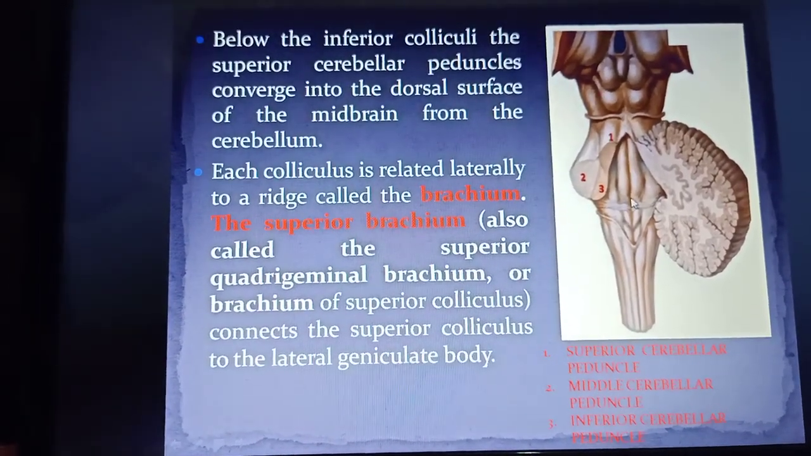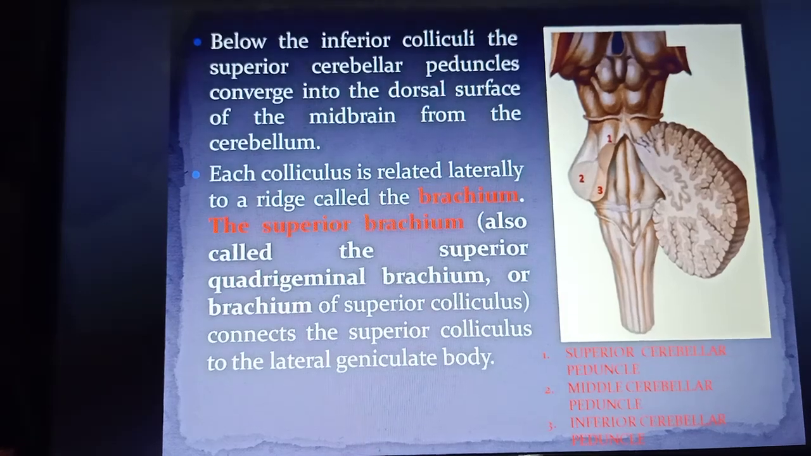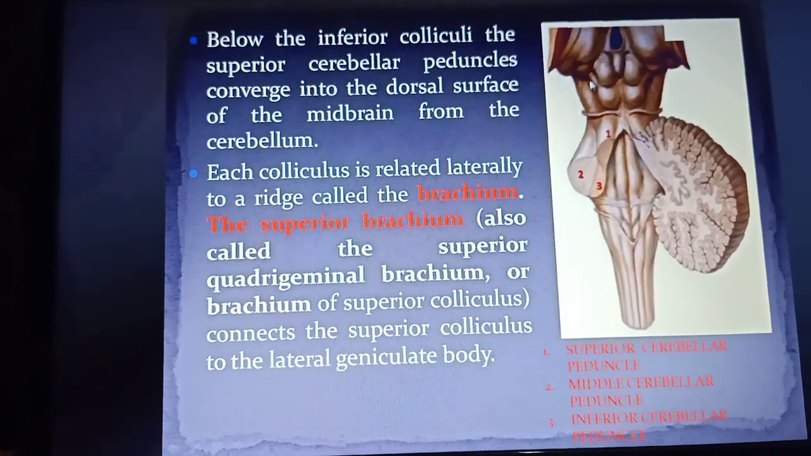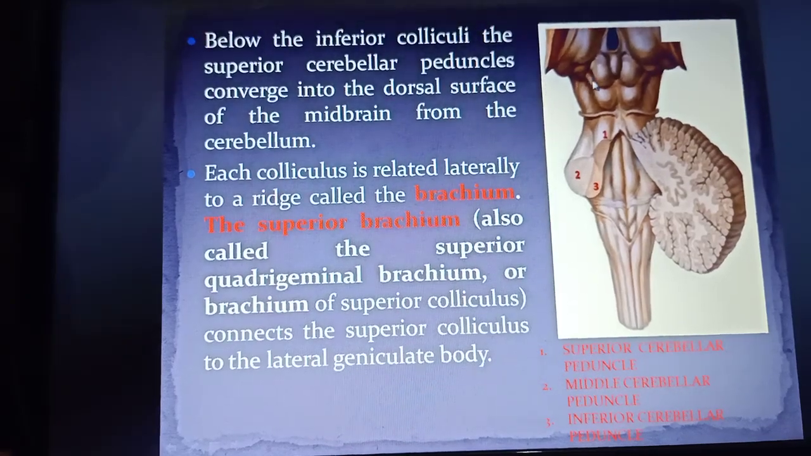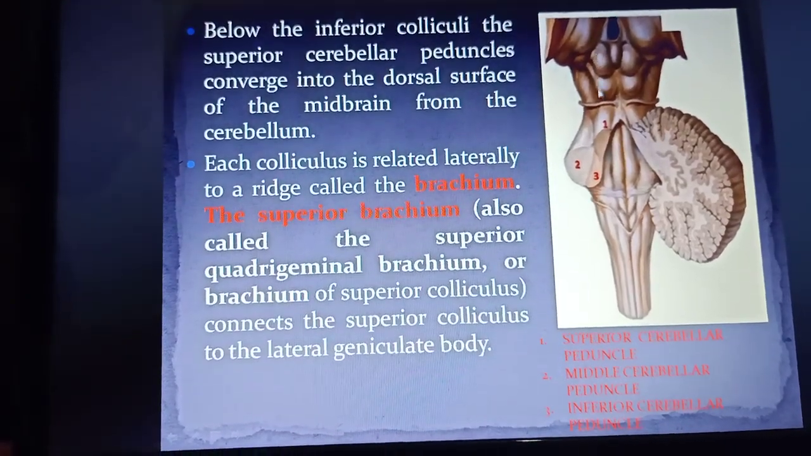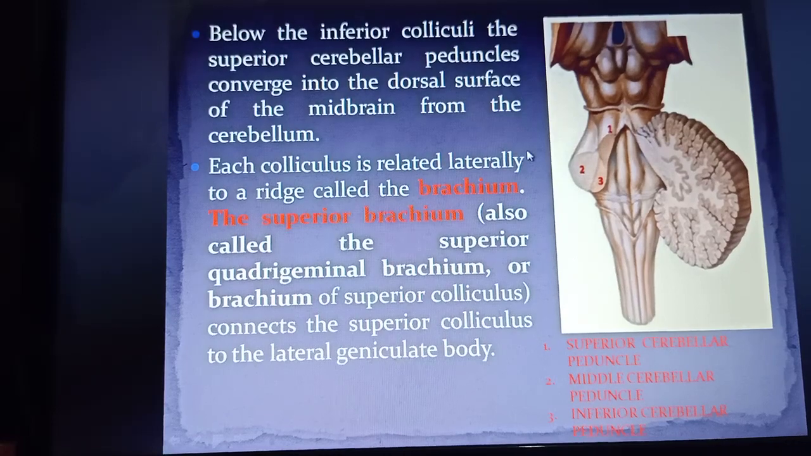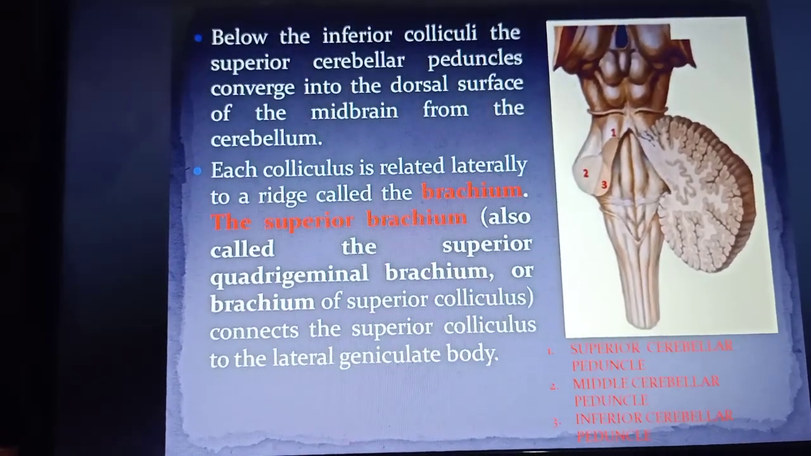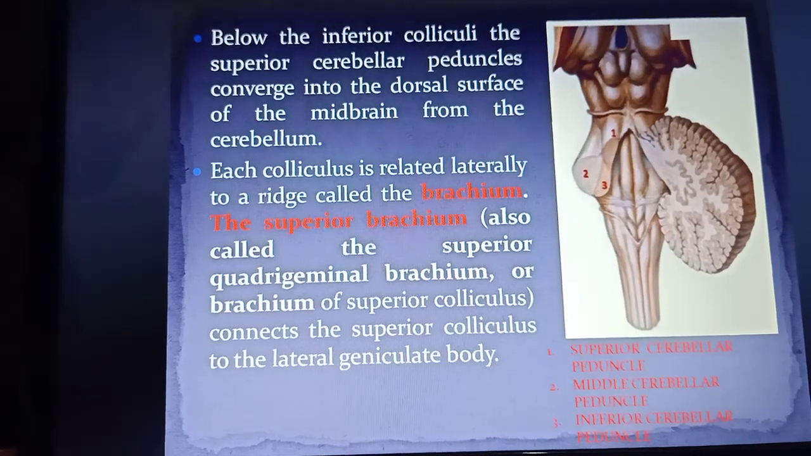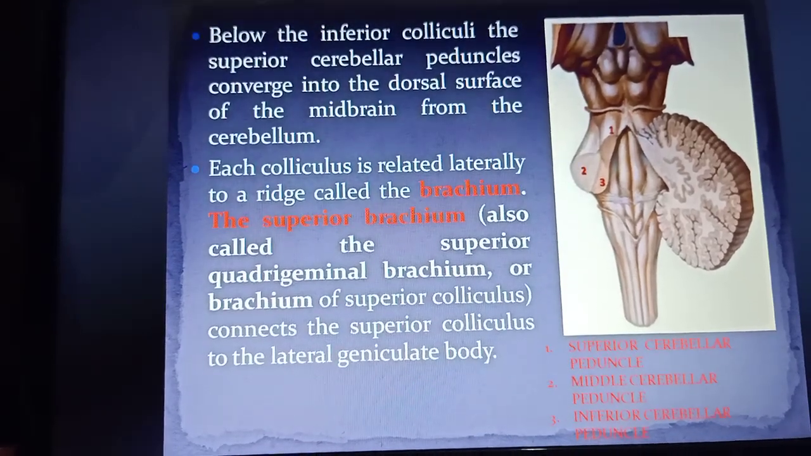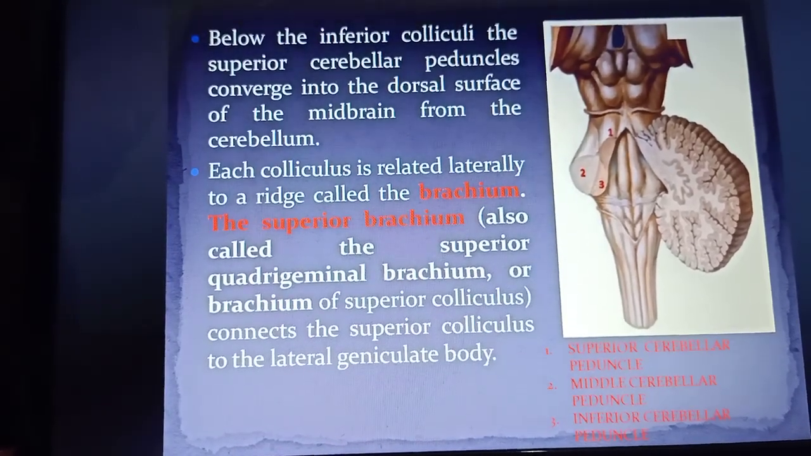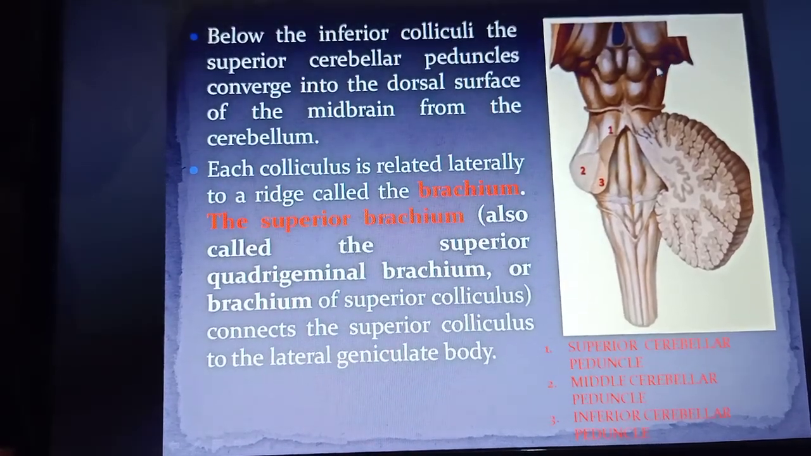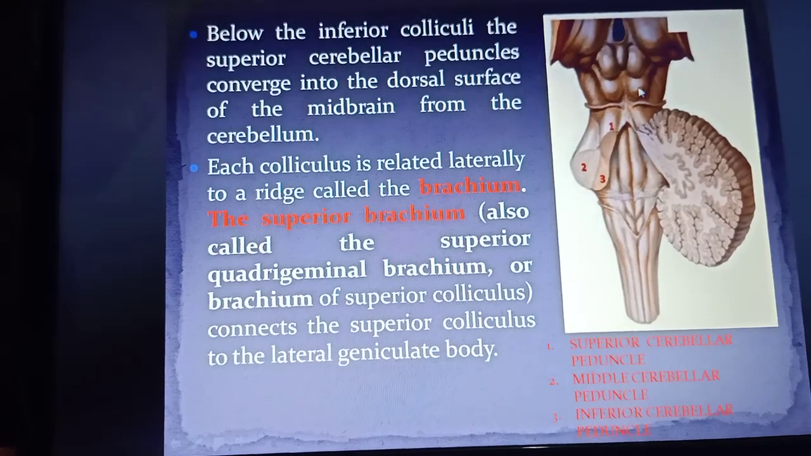Each colliculus is related laterally to a ridge called brachium. Here is the lateral ridge, this is known as brachium, superior brachium and inferior brachium. The superior brachium, also called the superior quadrigeminal brachium or brachium of the superior colliculus, connects the superior colliculus to the lateral geniculate body. See, here is the lateral geniculate body and here is the medial geniculate body.